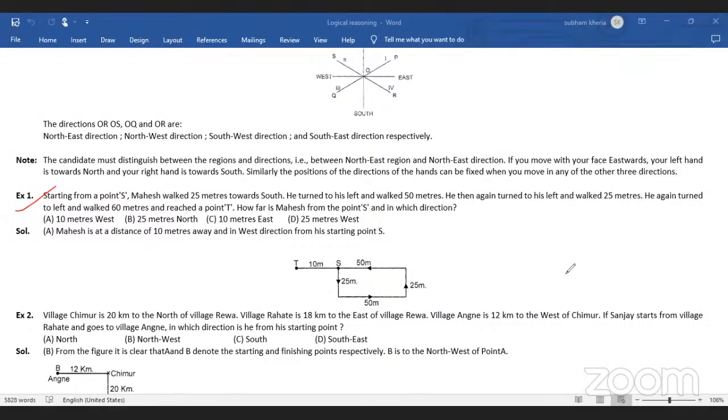Starting from a point S here, Mahesh walked 25 meters south. South आया. Then turn to his left. Now, how will you understand what is his left? Wherever you are sitting, imagine your front is north, your back is south, your right is east, your left is west. Now, where are you facing? South. So turn a little bit and face south. And then see where is your left.